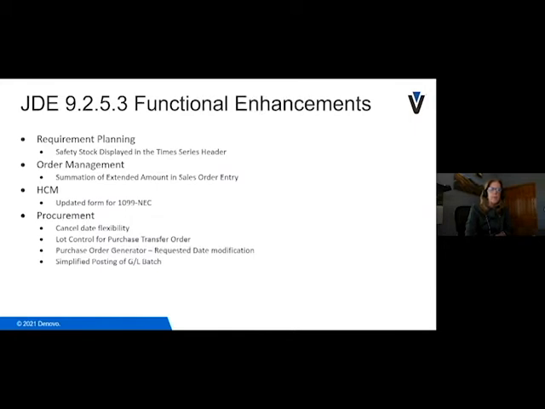For the purchase order generator, the requested date modification, the requested date will now automatically be moved to the next working date if the calculated date is a non-working date. And then we have a simplified posting of the GL batch where you no longer have to confirm the posting at the printer selection form.